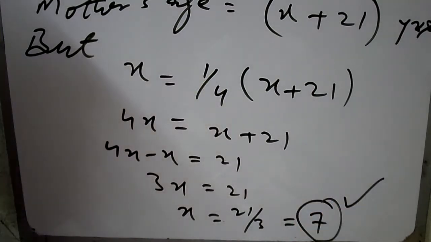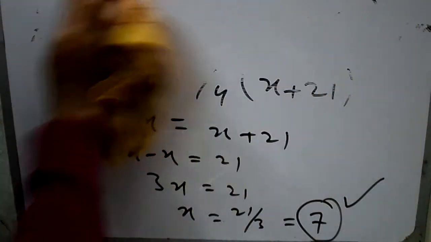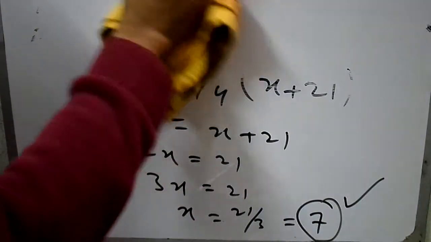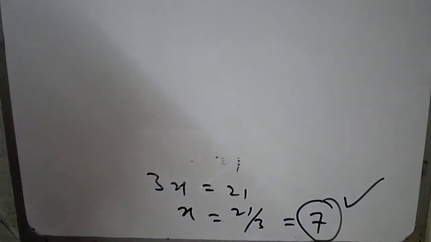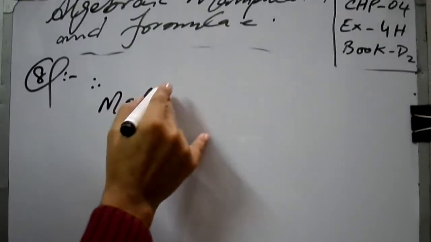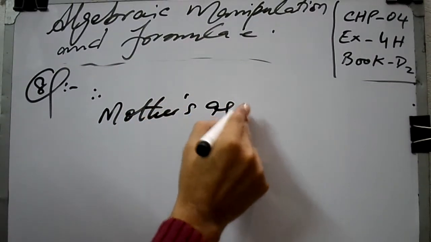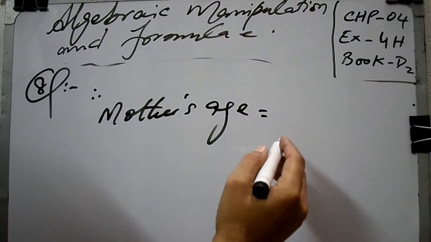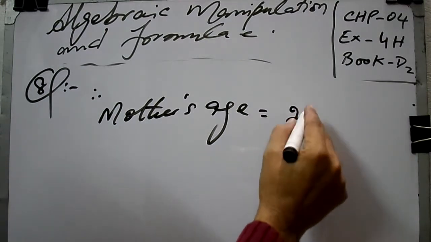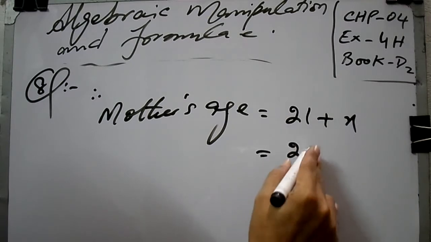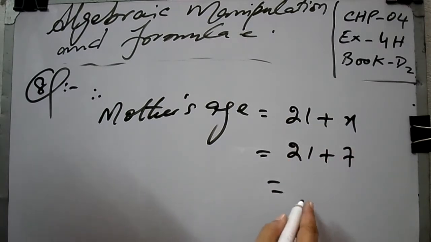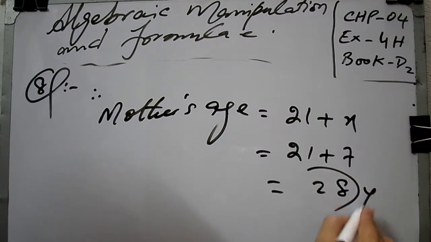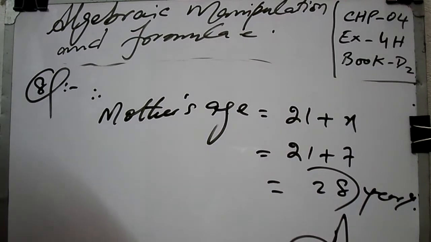So it means 7 years is actually the daughter's age, and the mother's age will be 21 plus x. So 21 plus x, where x is what you just calculated, 7 years, so the mother's age is 28 years. So that is your required result.